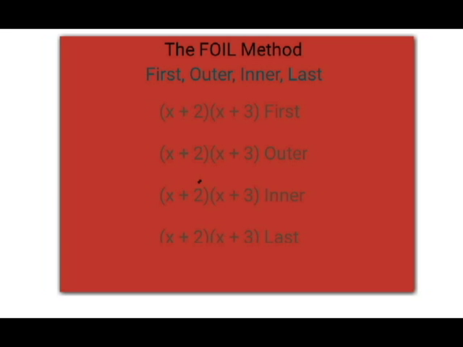The first is the first numbers of each parentheses. So it would be multiplying x times x, because x and x are the first numbers of the parentheses. The outer means the numbers that are on the outside, which will be x times 3. The inner would be the numbers on the inside, which will be 2 times x. And the last will be the numbers that are the last numbers in each binomial, which will be 2 times 3.